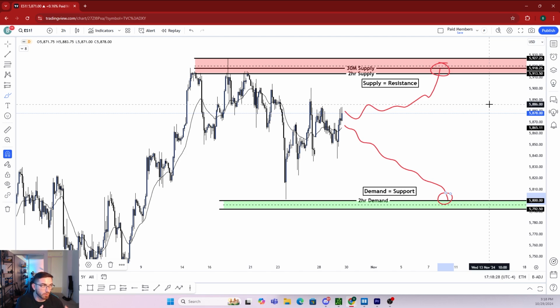Now, here's the thing. We don't simply want to short just because price comes up into supply, and we don't simply want to go long or buy calls because price comes down to demand. There's a lot more to it that we need to understand. But first, I want to show you guys how to actually draw these zones.